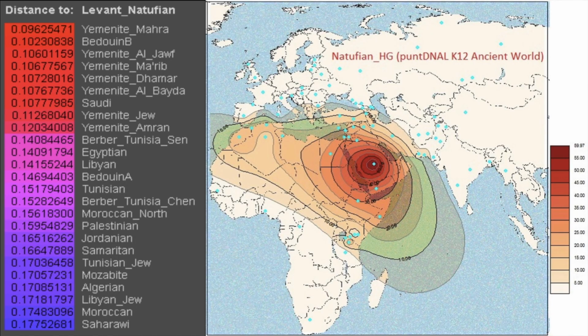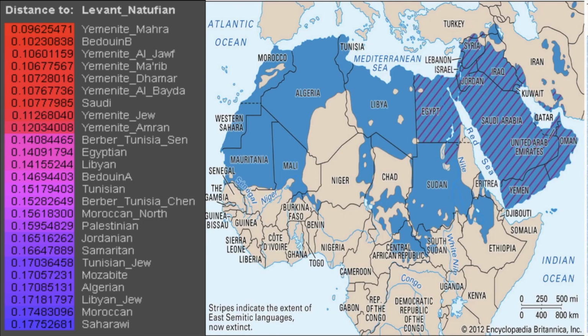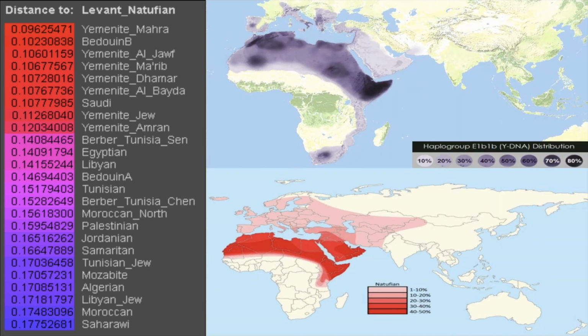So here's just a map showing everything. Here's all the peoples with Natufian related DNA, and then here's a map, and it kind of does fit, as you can see, with most Natufian DNA being highest concentrated in the Middle East and then expanding into Africa and other parts of the Middle East. And here's a map of Semitic languages, Semitic people, and then here is a map of haplogroup E and Natufian ancestry, and as you can see, haplogroup E and Natufian ancestry fits perfectly, fits beautifully, actually.